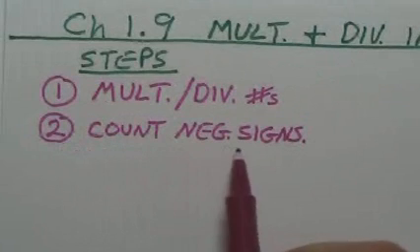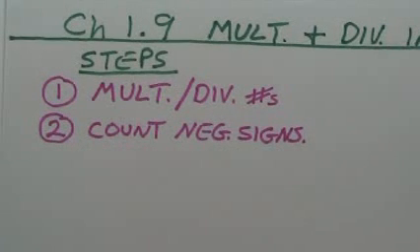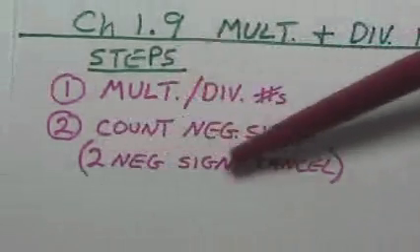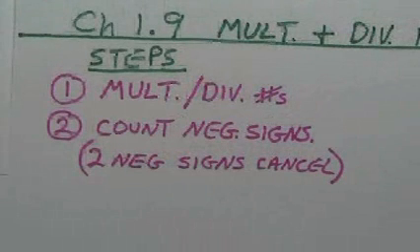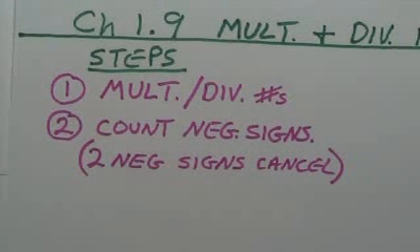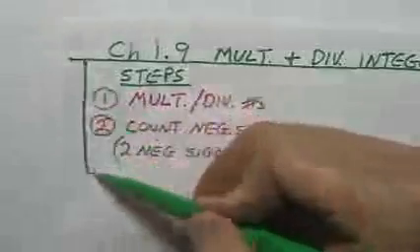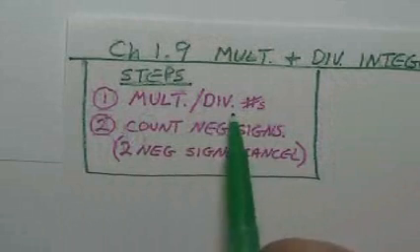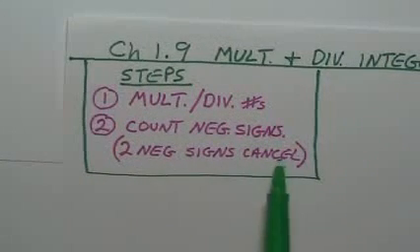Second step is to count the negative signs. And what you have to remember is that two negative signs cancel. Two negative signs cancel each other. I'll just box that in. And these are our steps. Multiply and divide the numbers, then count the negative signs. Two negative signs cancel.